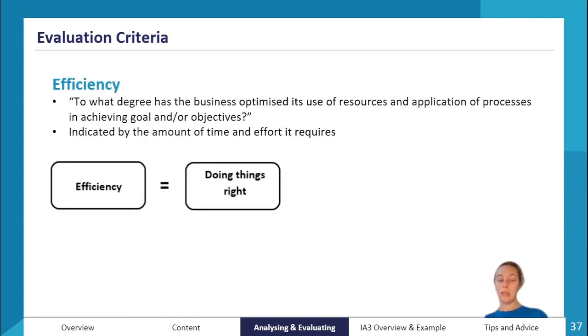As opposed to this, efficiency is not doing the right thing, but doing things in the right way. So, to what degree has the business optimized its use of resources and its application of processes in achieving goals or objectives? So, for example, efficiency, we often think of time and effort and money that might be required to do something. So, if a business is really streamlined in all of its systems, then it's going to be an efficient business.